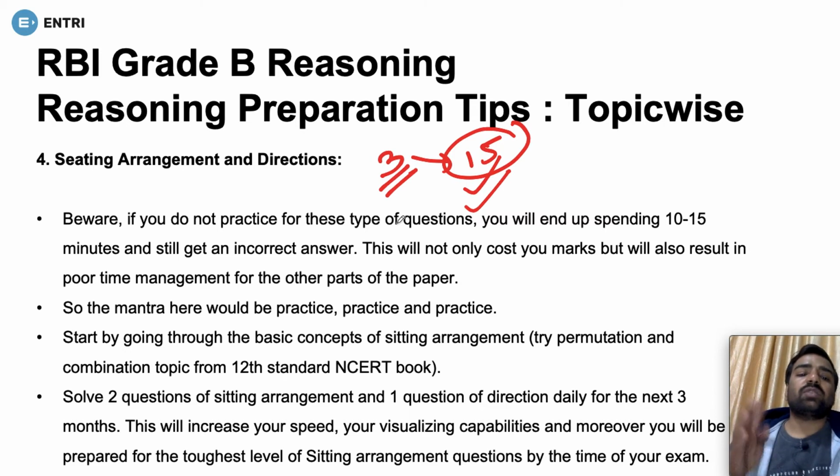Fine. So start by going through the basic concepts of seating arrangement. Try P&C from the 12th class standard NCERT book. Solve 2 questions of seating arrangement and 1 question of direction daily for the next 3 months. This will increase your speed and your visualizing capabilities, and moreover, you will be prepared for the toughest level of seating arrangement questions by the time of your examination. So when you sit in the examination, you will have full confidence over them.